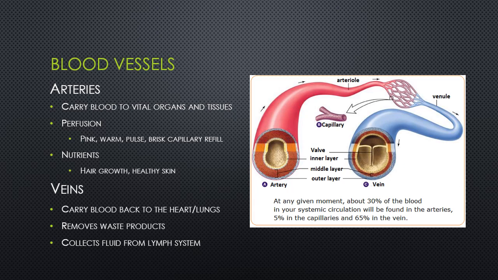Veins are responsible for returning blood back to the heart and the circulatory system, and this removes waste products in combination with the lymph system. At any point in time, about 30% of our blood volume is found in the arterial side, about 65% in the venous side, and only about 5% in the capillary beds, exchanging those nutrients and waste with the cells.